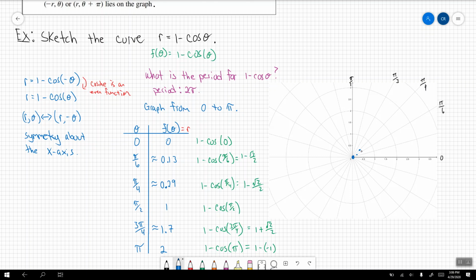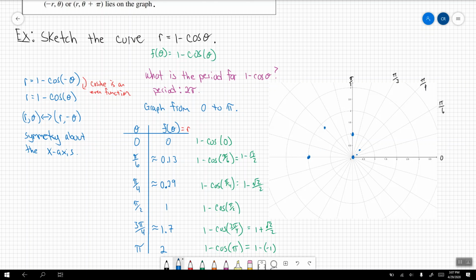And next one, we're going to go to pi halves. At pi halves, we're up at 1. There we are. At 3 pi fourths, this one here, we're going to be at 1.7. So this here's a radius of 2, radius of 1.5, so 1.7 right smack in the middle. And then over at pi, we're going to be at 2. So we're going to go radius of 1, radius of 2, here we are.